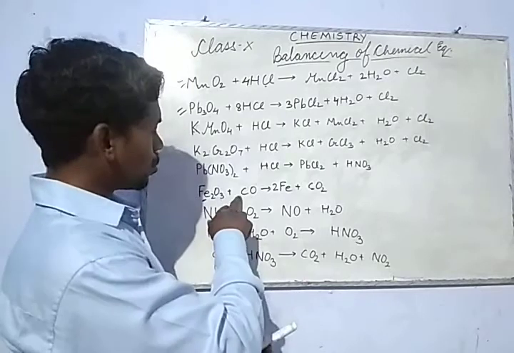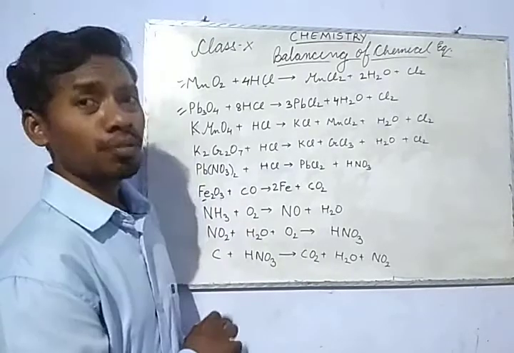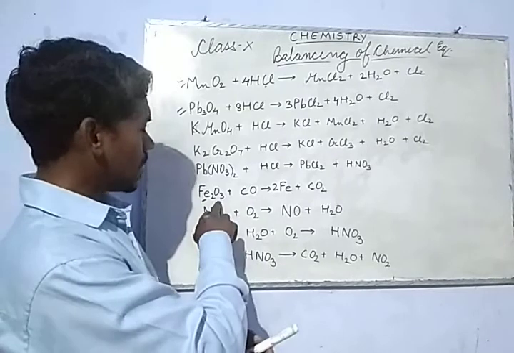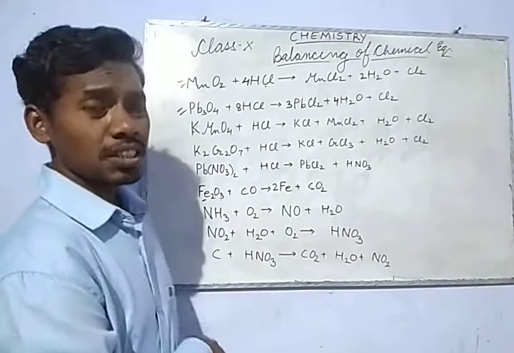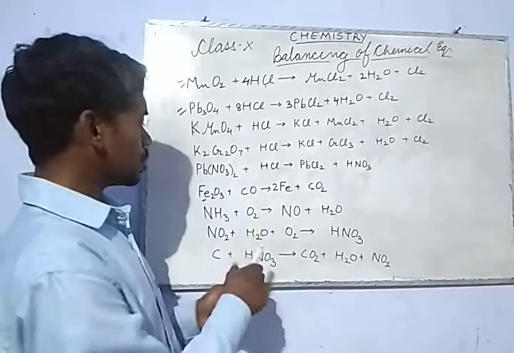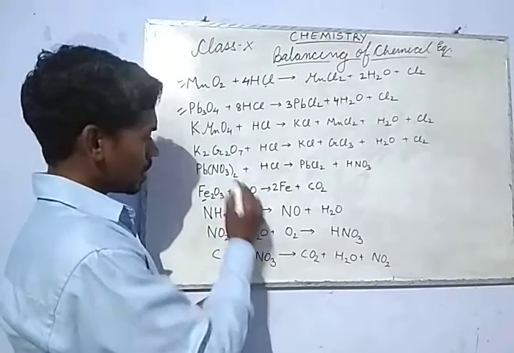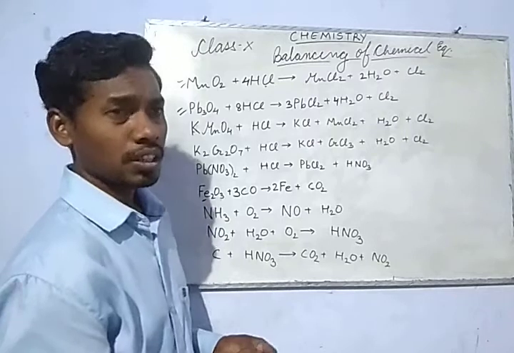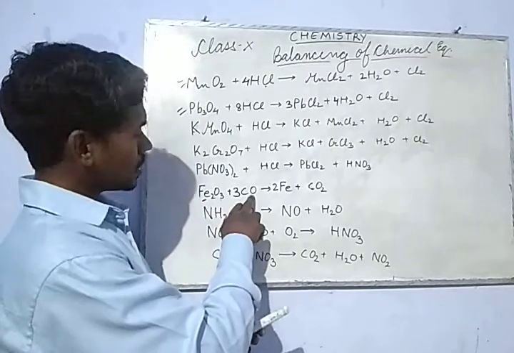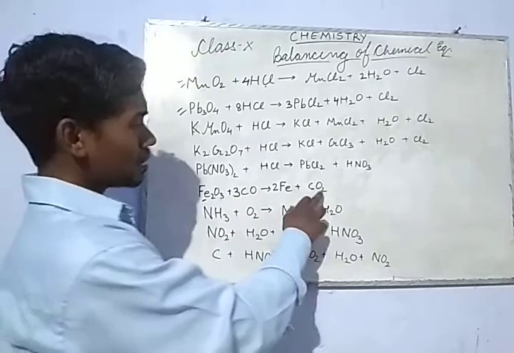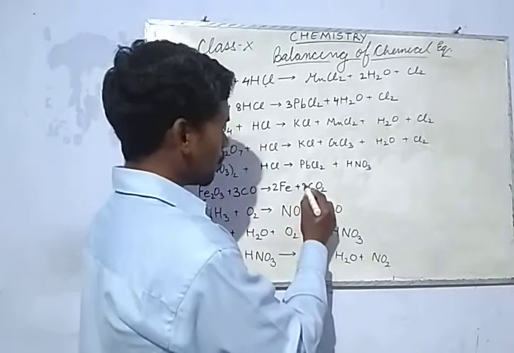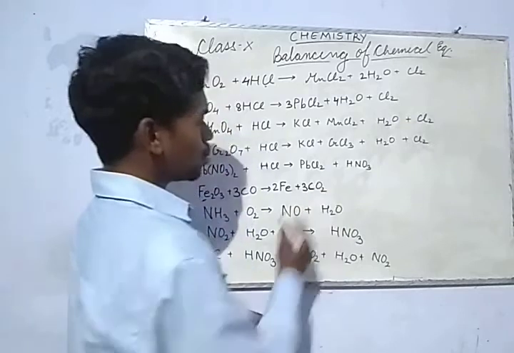So we should try with another even number. What should be added other than 1 so that this oxygen number gets even? That is your 3. So 3 plus 3, 6. Let's make this also 6. We make 3 twos are 6.